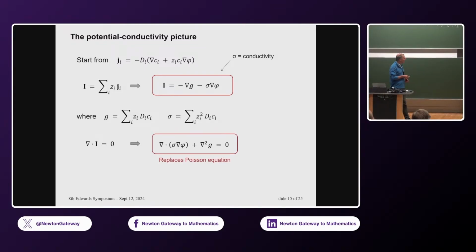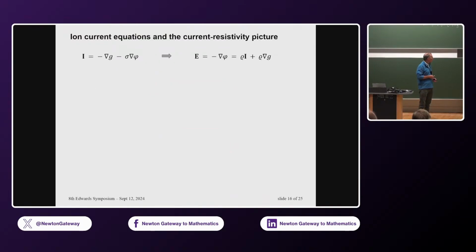And then if you require that this ion current is divergenceless, that gives rise to an equation for the electrostatic potential, which essentially replaces the Poisson equation in this problem. And what I'm going to do is rewrite this lot. So I'll take this definition that I've had before and invert it to define the electric field in terms of the resistivity. So there's an Ohm's law bit, and there's a thing that's sometimes called a diffuse liquid junction potential.